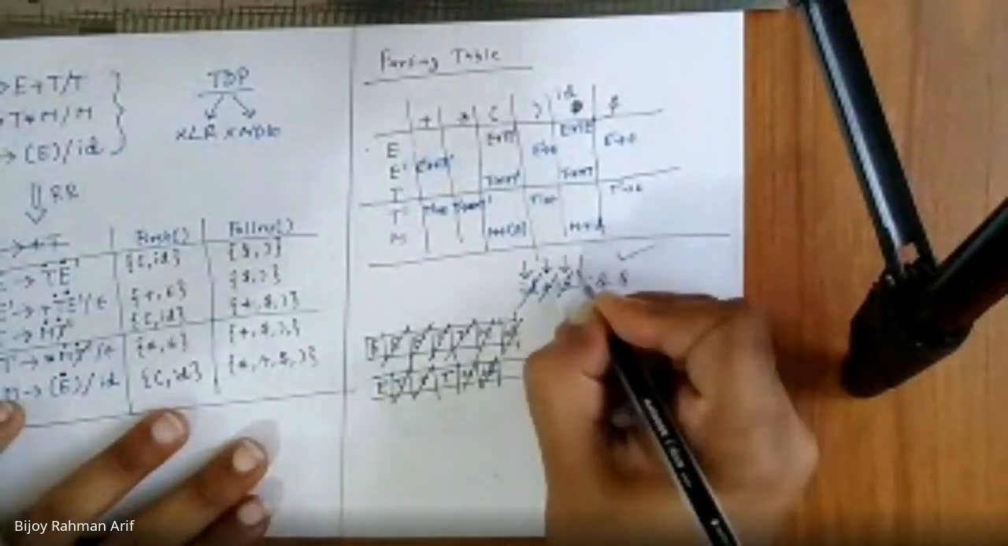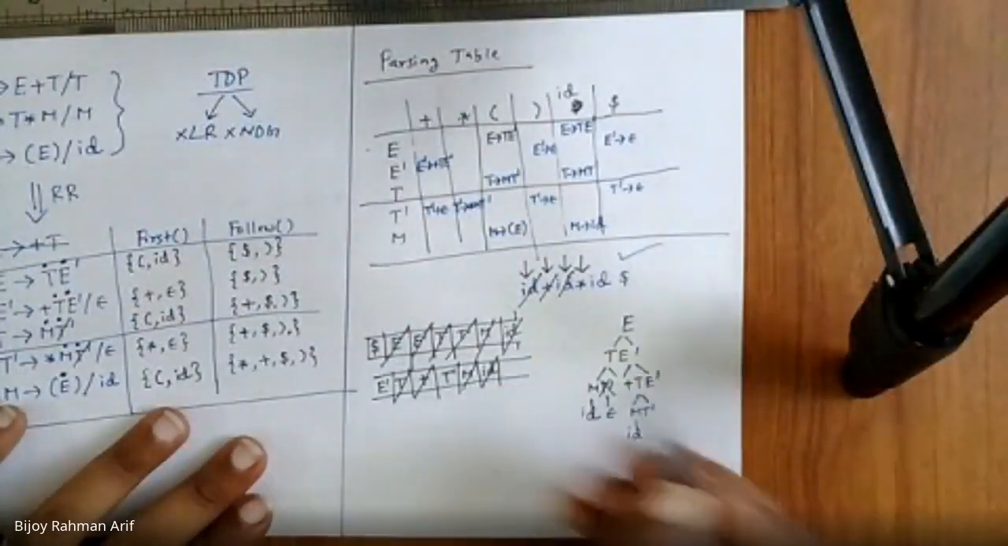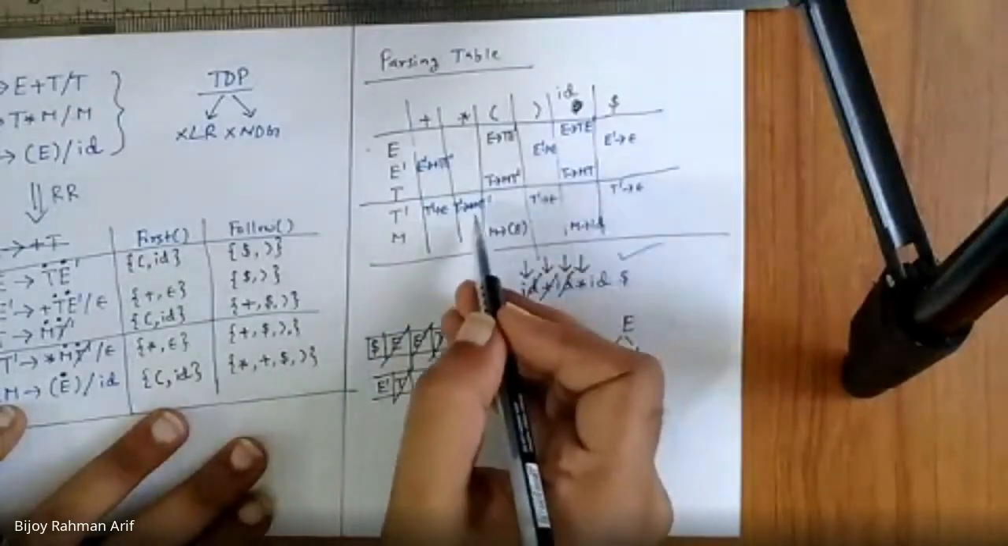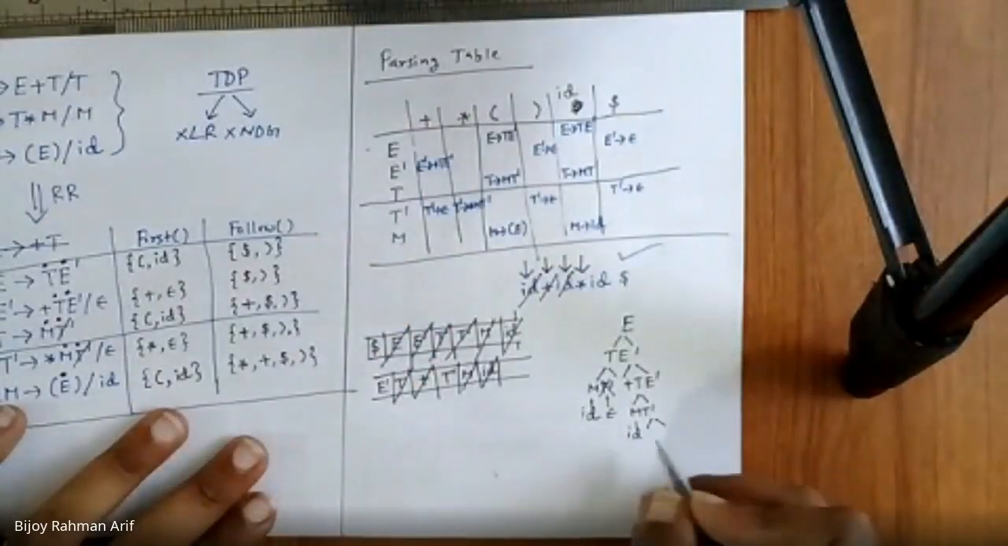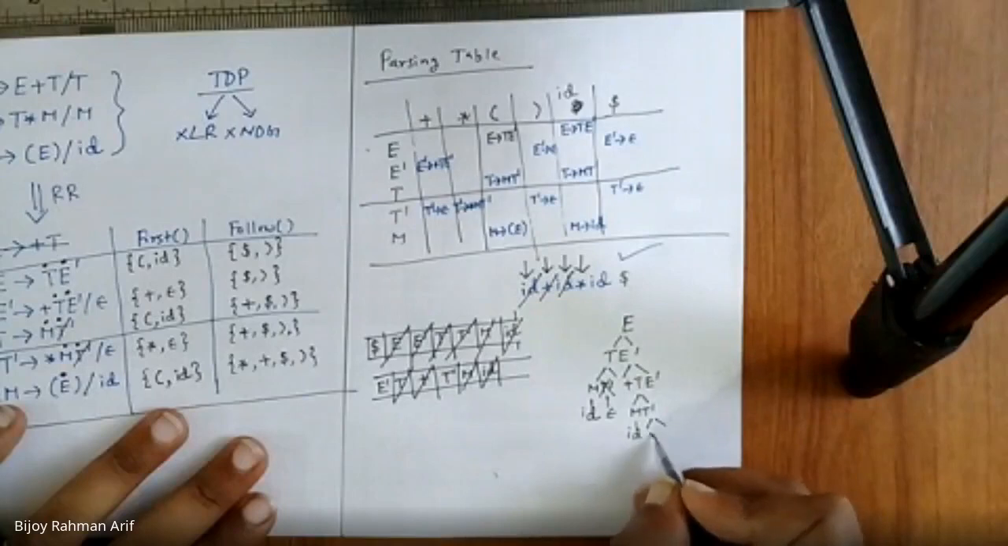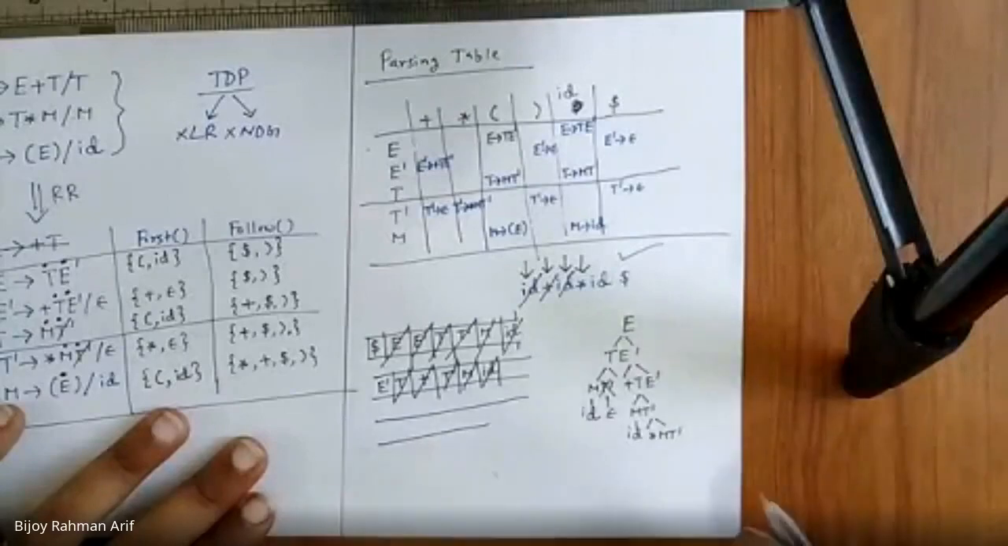So I'm going to move it here. Now what is the current top of the stack? T dash. T dash is seeing star. T dash is seeing star. Then T dash would become star M T dash. So I'm going to remove this T dash. I put it in the reverse way.